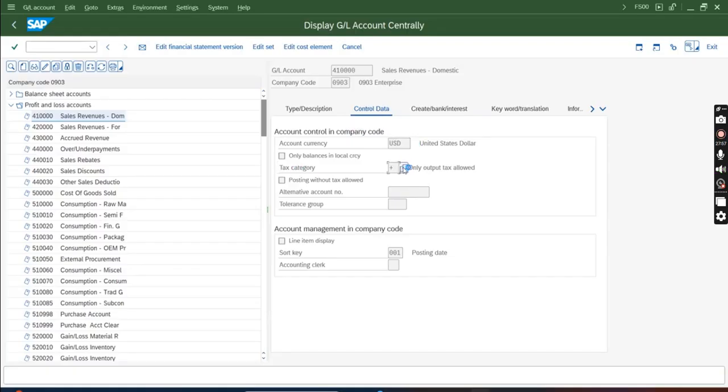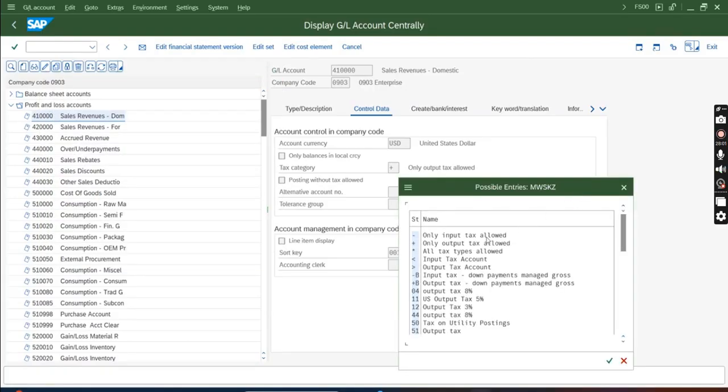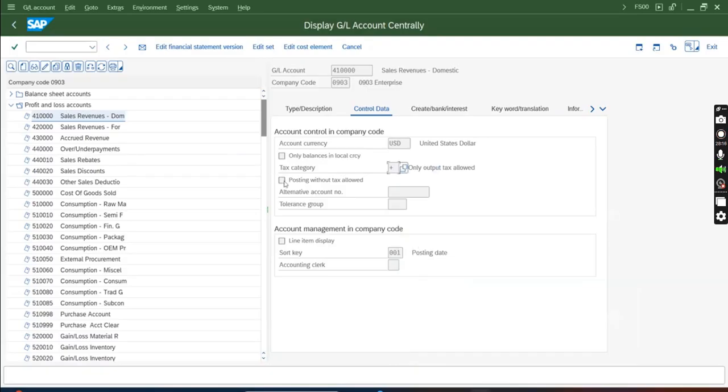Tax category: input tax, output tax. There can be different tax. Input tax is the tax that you pay while purchase. Output tax is the tax that is paid while selling. So in this GL account only output tax is allowed. If you put star, that means all taxes are allowed. Here it says it can be posted with or without tax. If you check this right now, it has to be posted with tax. If you check this, that means without tax also it can be posted.